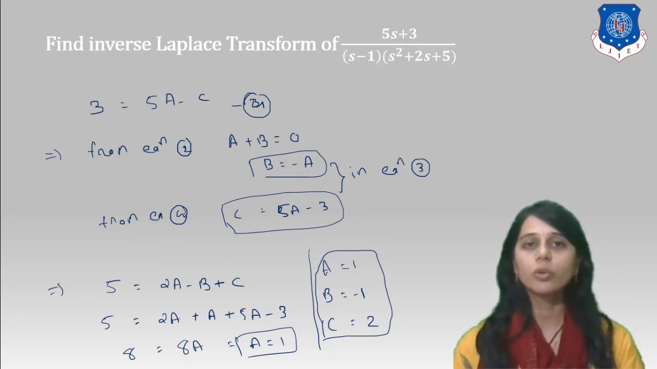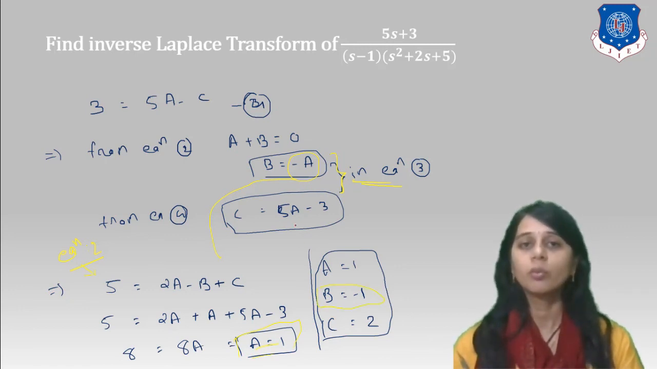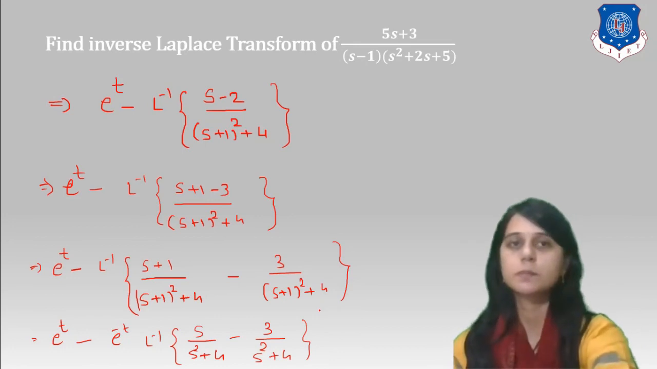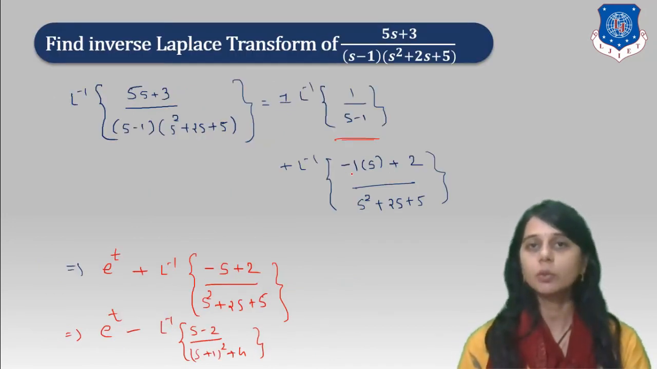Now, from equations 2 and 4, we convert the value of b in terms of a and the value of c in terms of a. So, we use these values in equation number 2. What is equation 2? Equation 2 is this: 5 equal to 2a minus b plus c. 2a, value of b is minus a, value of c is 5a minus 3. Put the values, we get the value of a. a equal to 1, so due to b equal to minus a, b equal to minus 1. Putting the value of a here, we get c equal to 2. Put all these values in the equation: a equal to 1, b equal to minus 1, c equal to 2.